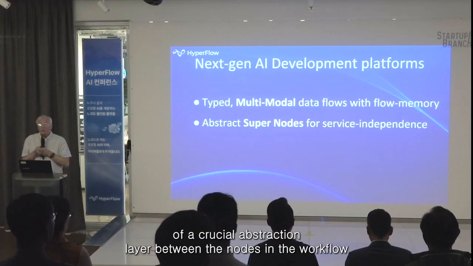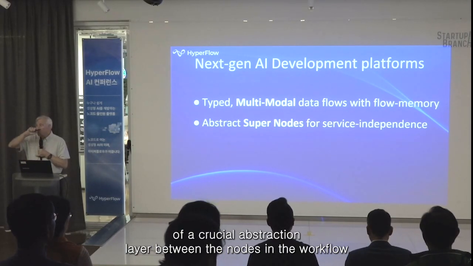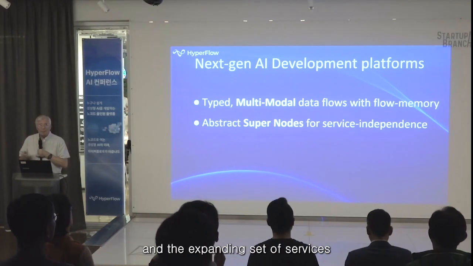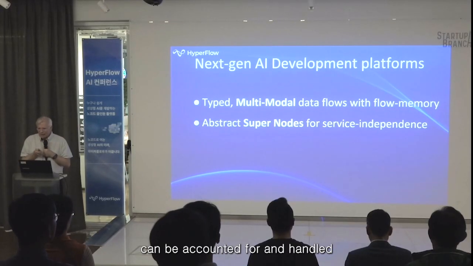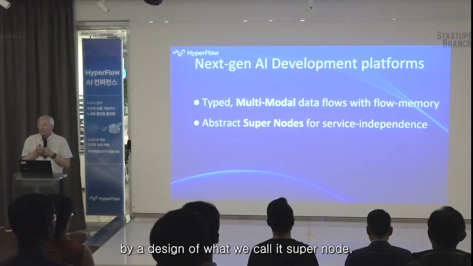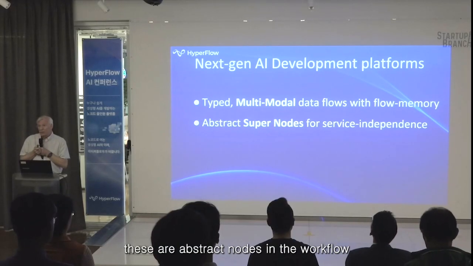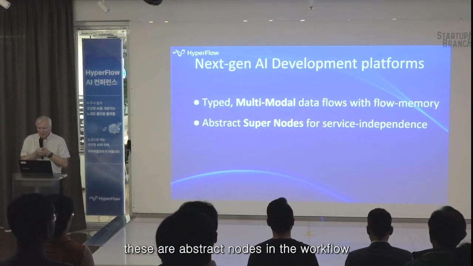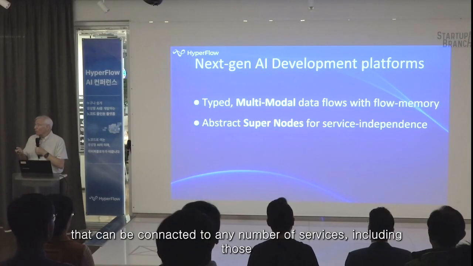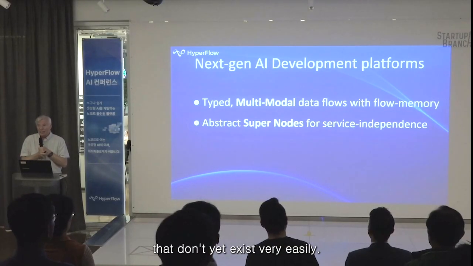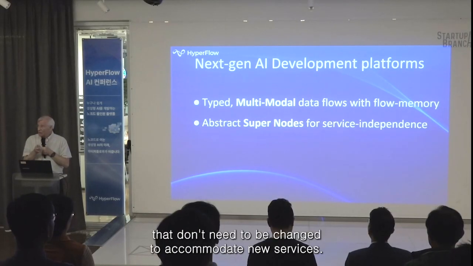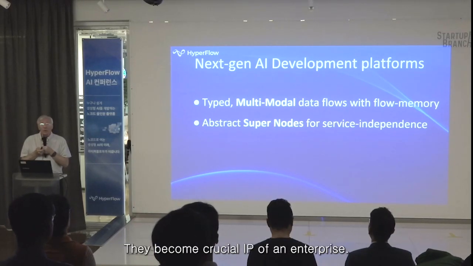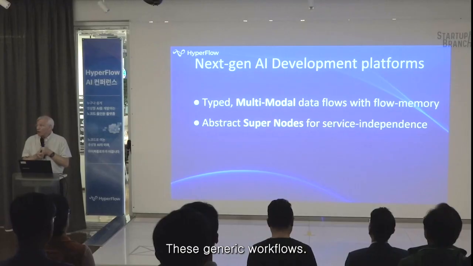And the presence of a crucial abstraction layer between the nodes in the workflow and the expanding set of services and providers that are now appearing can be accounted for and handled by a design of what we call a supernode. These are abstract nodes in a workflow that can be connected to any number of services, including those that don't yet exist, very easily. And it makes it possible to build generic flows that don't need to be changed to accommodate new services. They become crucial IP of an enterprise, these generic workflows.